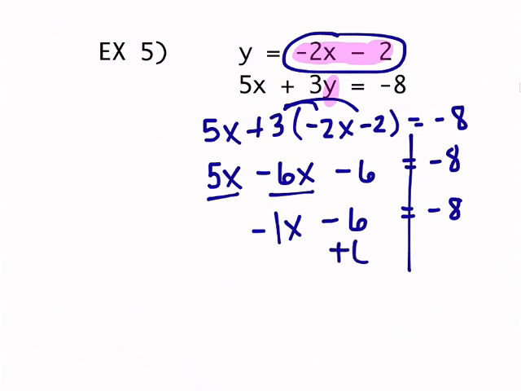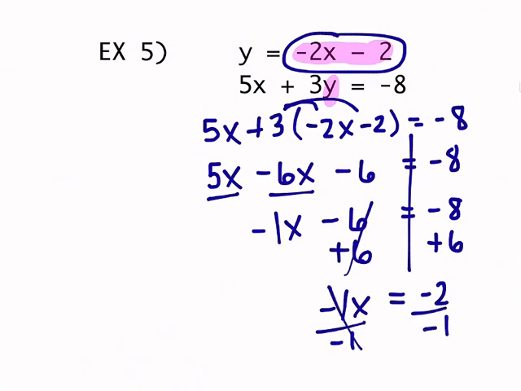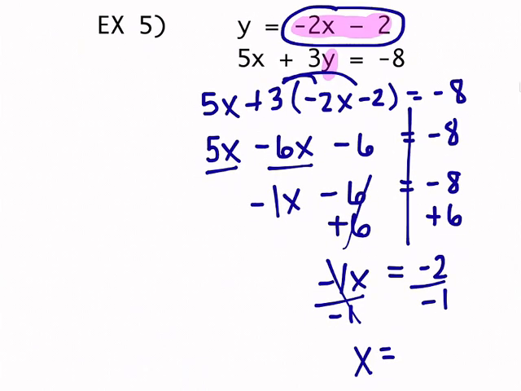Next, I add 6 to both sides. My negative 1x is equal to negative 8 plus 6, which is a negative 2. Last, we divide both sides by a negative 1. And I'm going to get x is equal to negative 2 divided by negative 1, which is a positive 2.